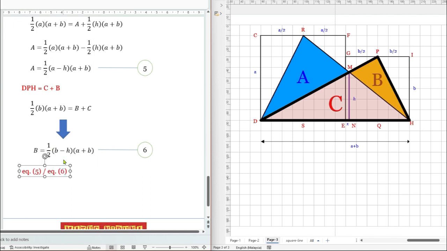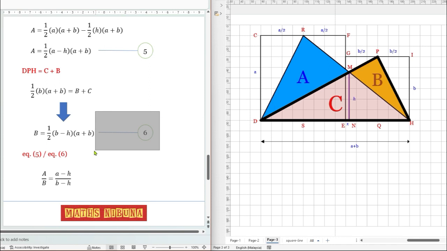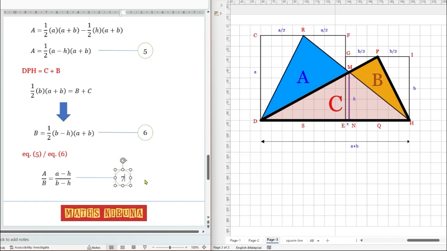So when we divide 5 and 6, we can get A over B equal to, so A divided by B, half and half we can cancel it, A plus B we cancel it, so we only have A minus H over B minus H. So we name it as equation 7. Now look at equation 7. We have A over B equal to A minus H over B minus H.